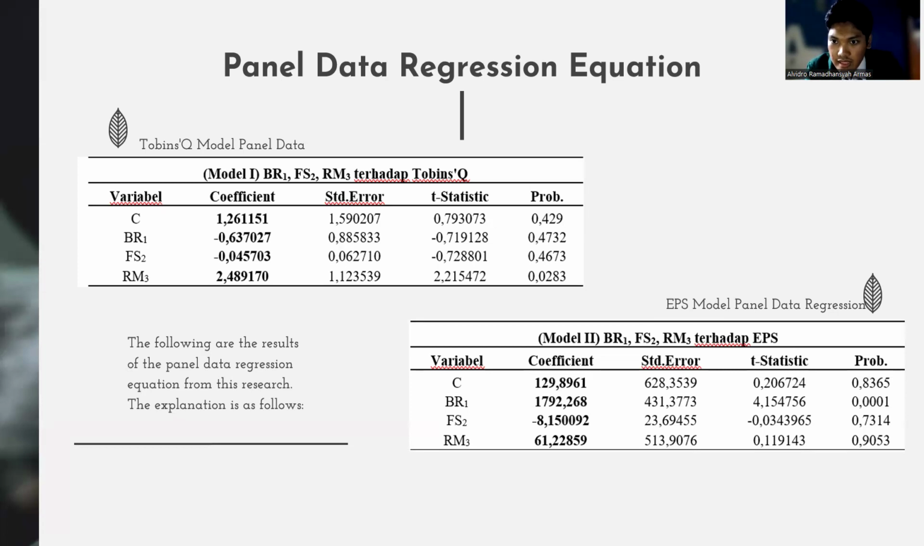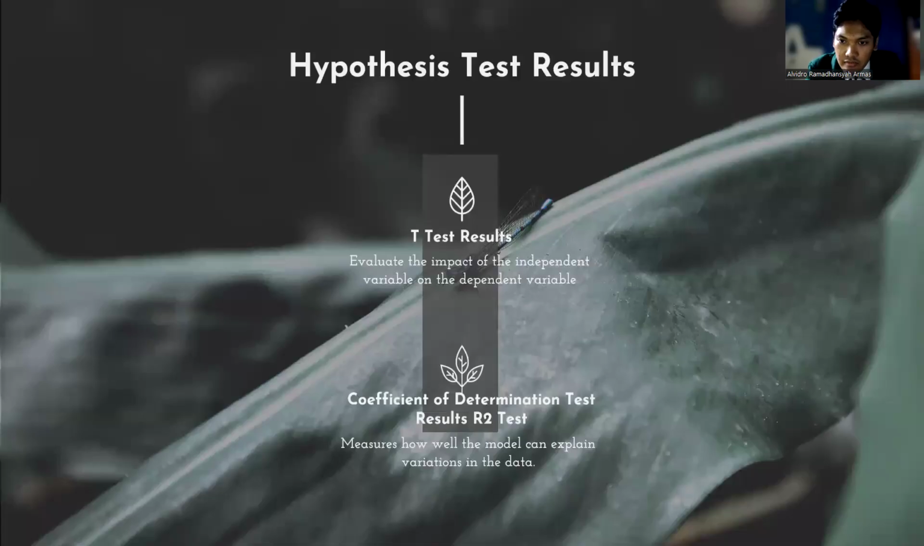The coefficient of the business risk variable is 0.637027, which means that every time business risk increases by 1 unit, the Tobin's Q value will decrease by 0.637027. The coefficient of the firm size variable is negative at 0.035703, which means that every time the firm size increases by 1 unit, the Tobin's Q value will decrease. Furthermore, the risk management variable has a positive value of 2.589170. If there is an increase of 1 unit, the Tobin's Q value will increase by 2.589170.